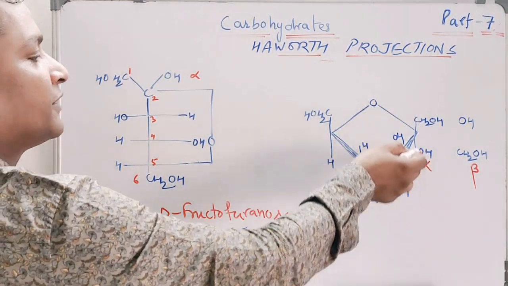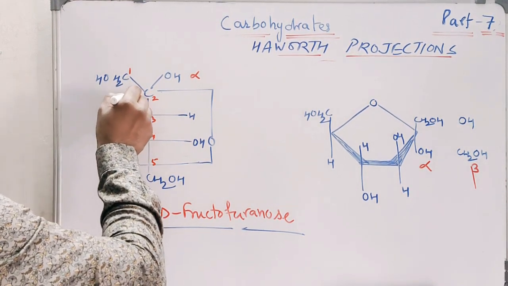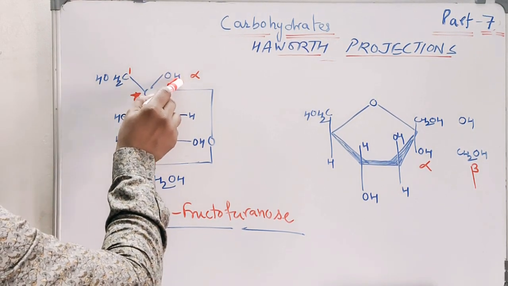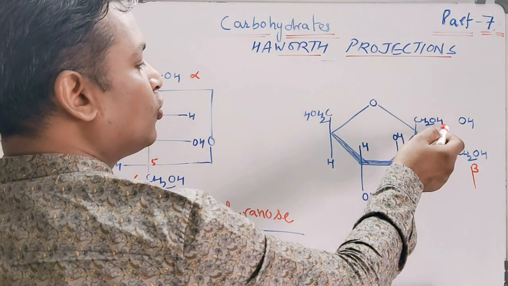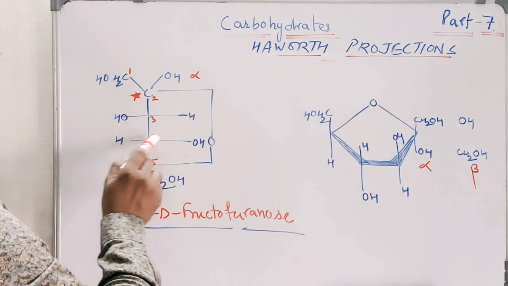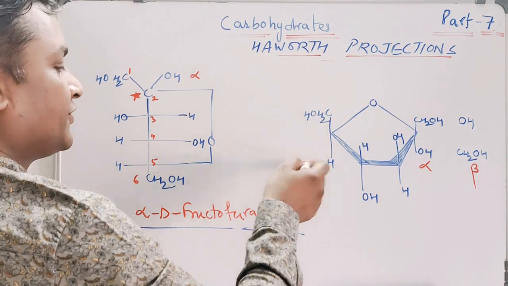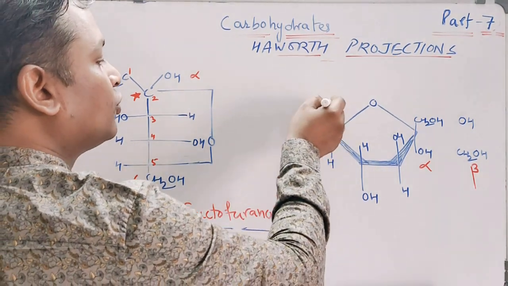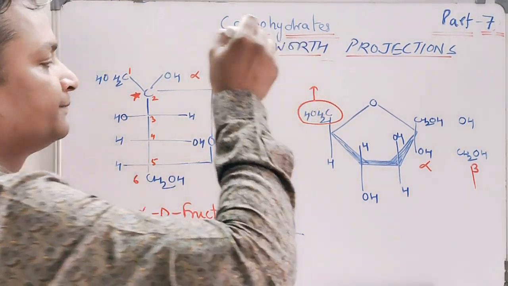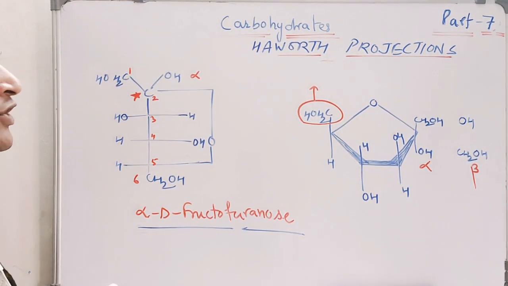So how to assign the configuration of each carbon atom? This is the chiral center, and this is the anomeric center, you can see here. In case of alpha form, OH will come on the lower side. So CH2OH, OH, OHH, OHH, HOH, HOH, H, CH2OH. Always remember, in case of D-fructose, CH2OH should always be on the above side. So this is the fructose Haworth projection.